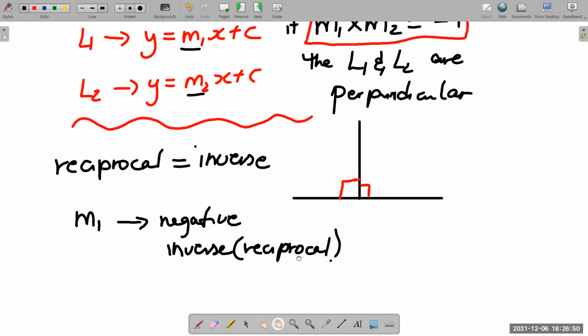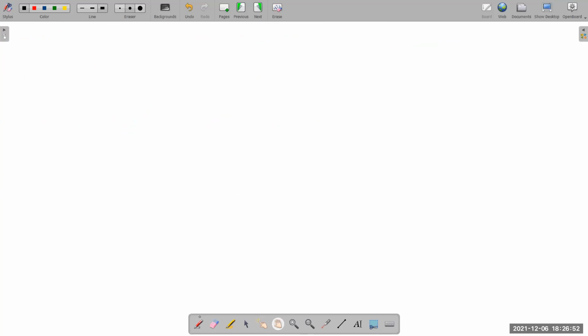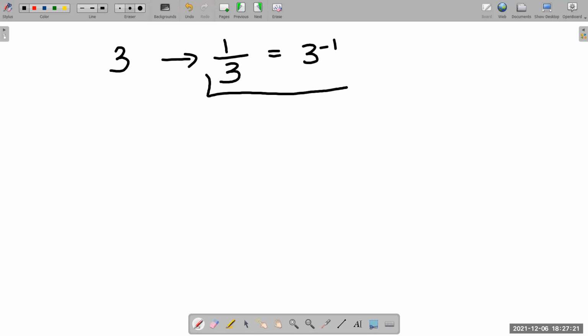So let's do a quick activity to describe what this means. Let's look at three. What is the inverse of three? Anybody remember how to find the inverse of anything? You have two versions of it. You can put it over 1, so the inverse of three is 1/3. Everybody remember that? Y'all remember we did this? Another way to write this is 3 to the -1. These two things mean the same thing. Remember, anything to the -1 power is the inverse.